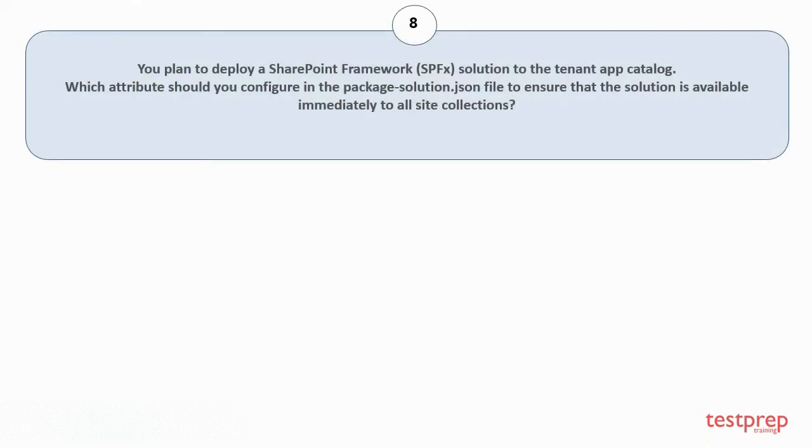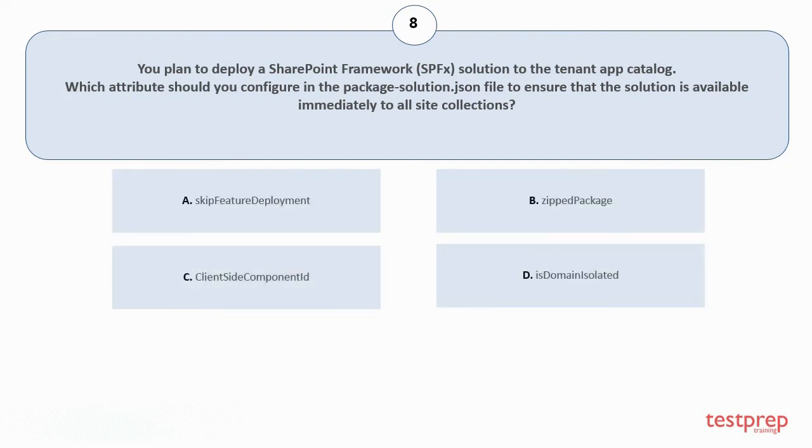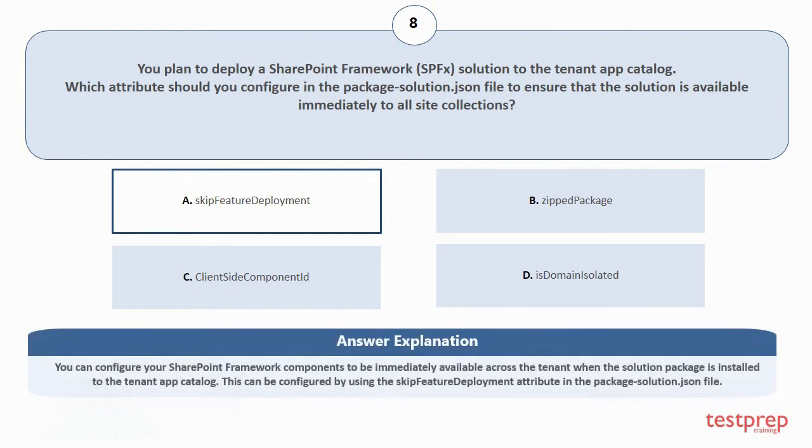Question number 8. You plan to deploy a SharePoint framework solution to the tenant app catalog. Which attribute should you configure in the package-solution.json file to ensure that the solution is available immediately to all site collections? Your options are A. skipFeatureDeployment, B. zippedPackage, C. clientSideComponentId, D. isDomainIsolated. The correct answer is option A. And, here's the explanation of the answer.